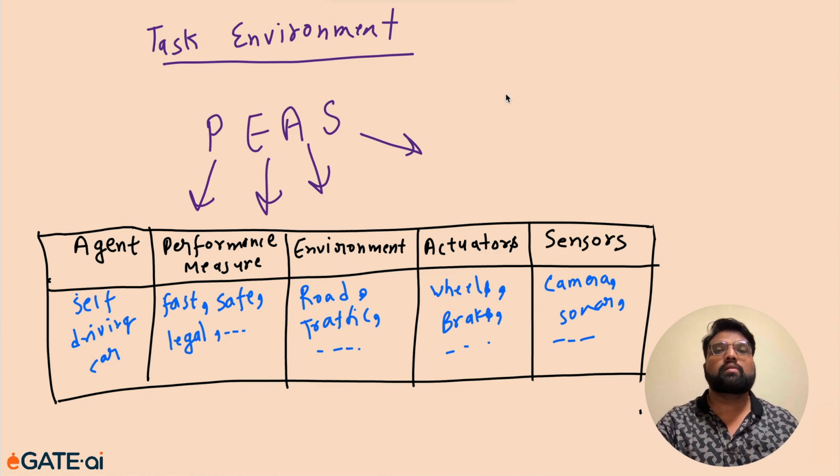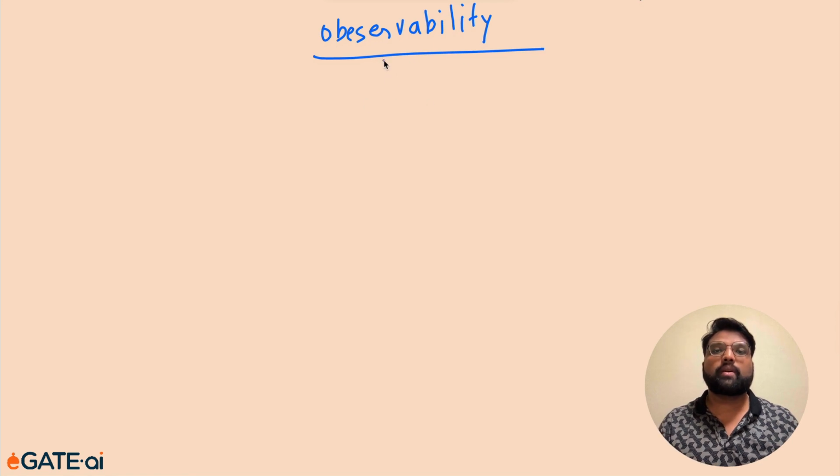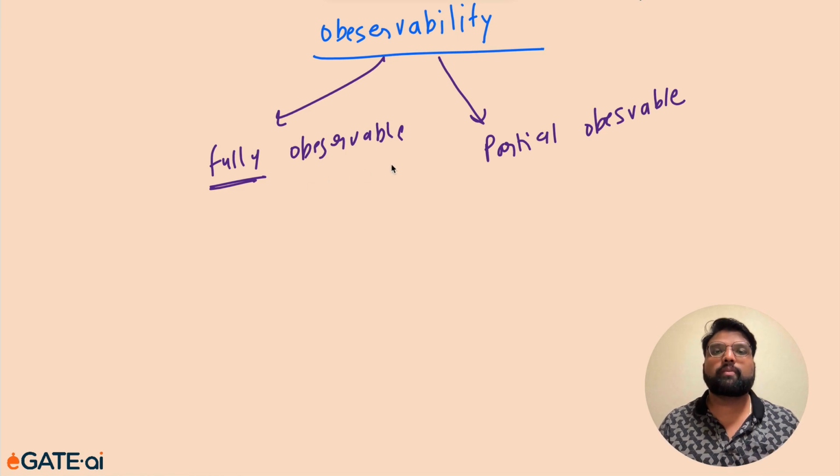Okay, so the first environment type can be categorized by observability. So based on observability, the environment can be fully observable or it can be partially observable. Okay, so what do we mean by a fully observable environment? A fully observable environment is an environment where sensors can sense the complete state of the environment. So in a chess playing agent, the agent will have the knowledge of the complete chessboard, right? So that is an example of a fully observable environment.